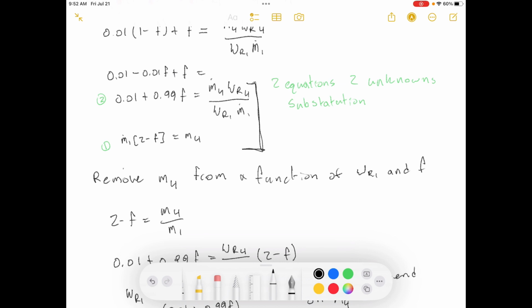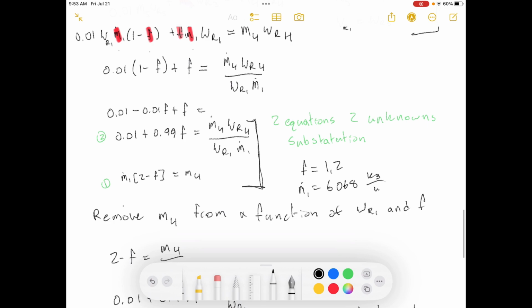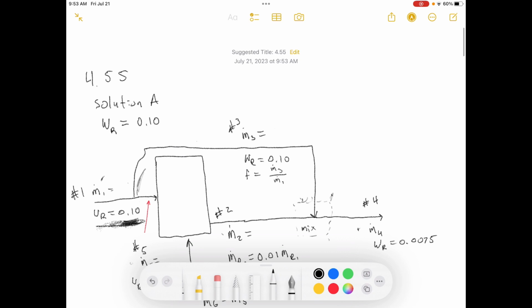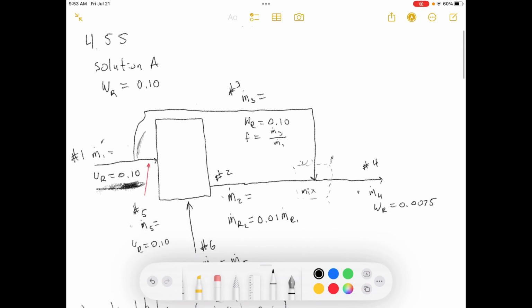So when I solved this, I got an F that equals 1.2, basically, and then M1 equals 6.068. Okay, so that would be kilograms per hour, and this is a fraction. So it doesn't really make sense, right? Because the fraction shouldn't be the amount of F that is leaving. The F cannot be greater than 1, obviously, right?